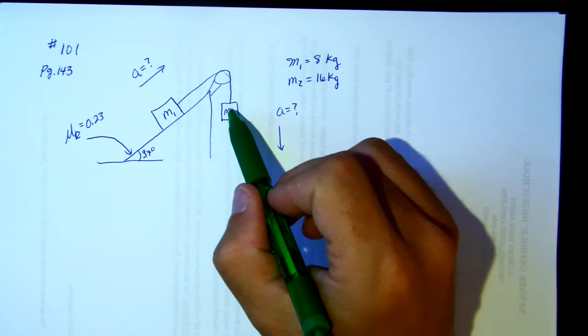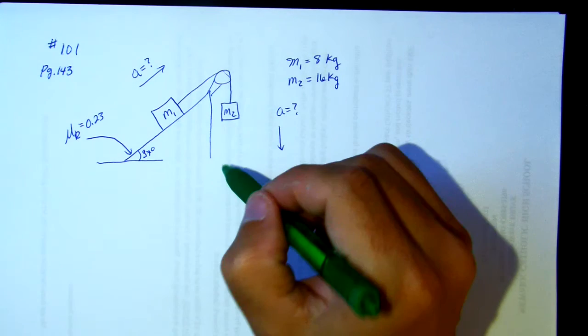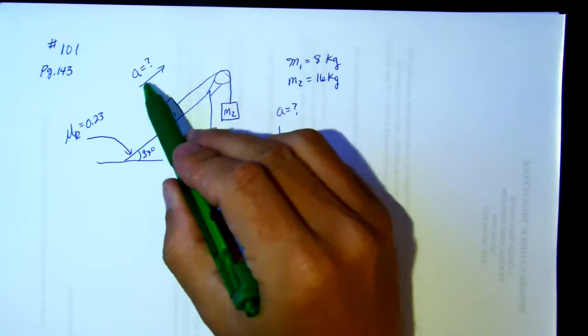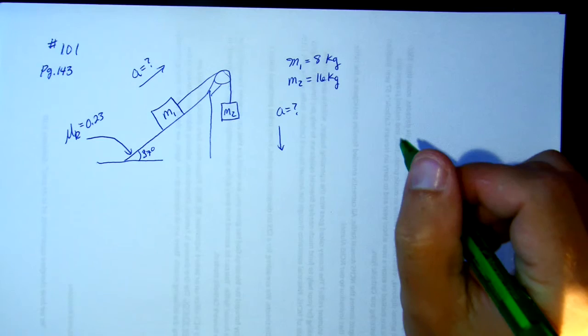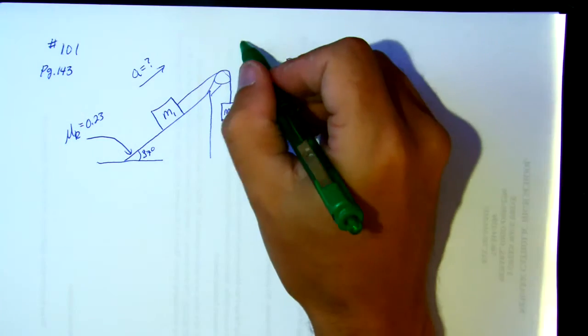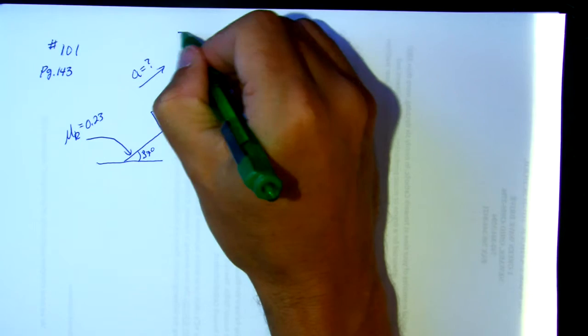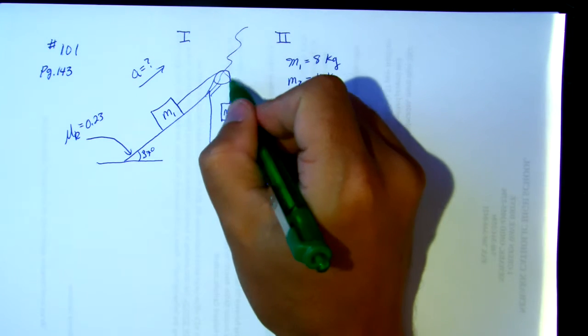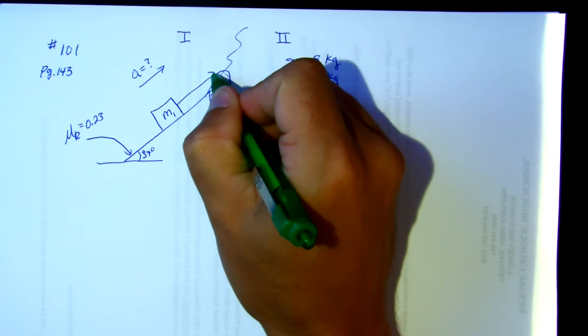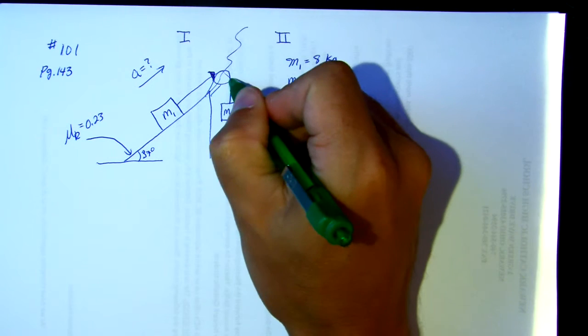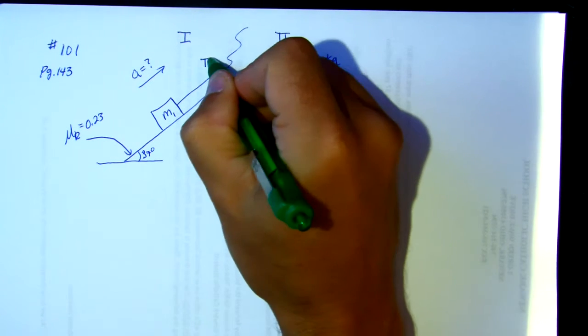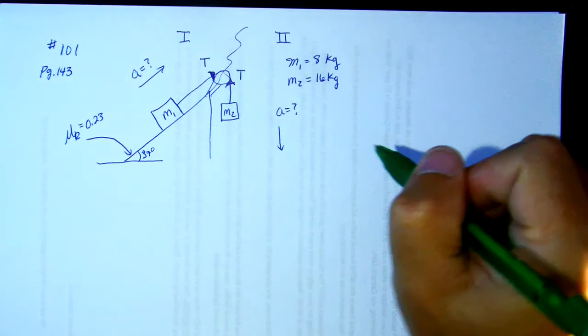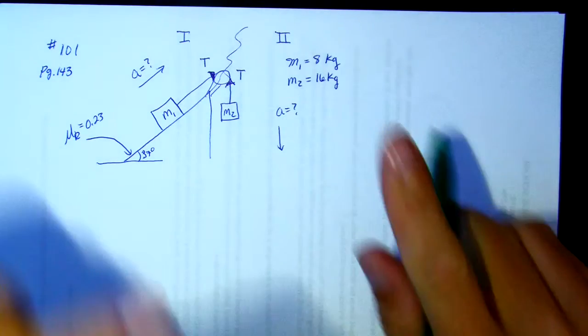Since it's connected by a string here, M1 is going to go up the ramp, M2 is going to go down the ramp. Whatever acceleration M1 has, M2 will have. I'm going to break this into two parts, part 1, part 2, and where I cut this in half is at the pulley. Since I'm cutting this string in half, I have T here and T here, and these two T's are equal. They're pointed towards the cut, and they're equal to each other.